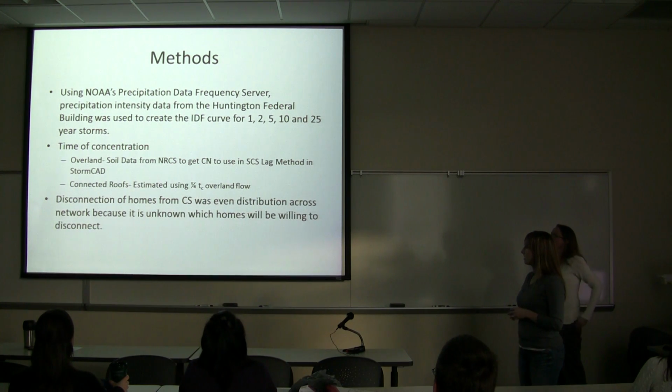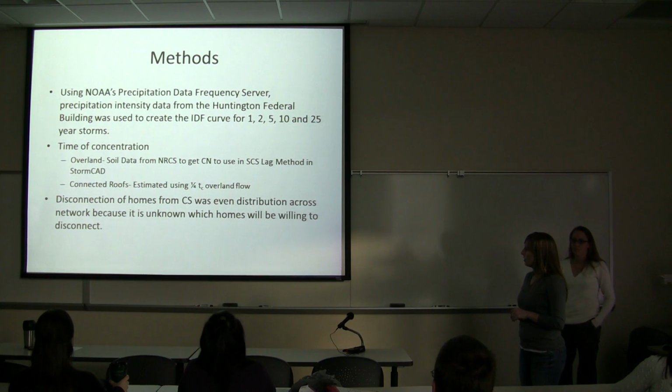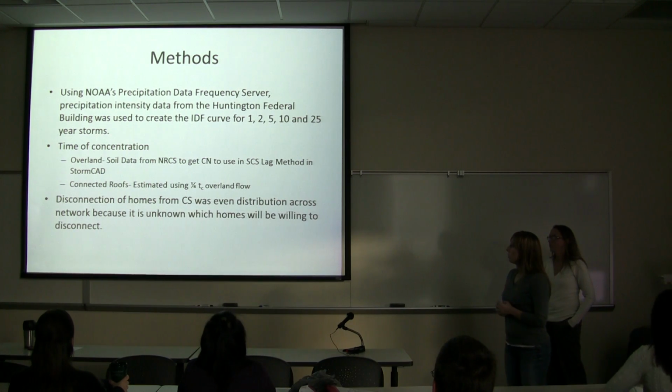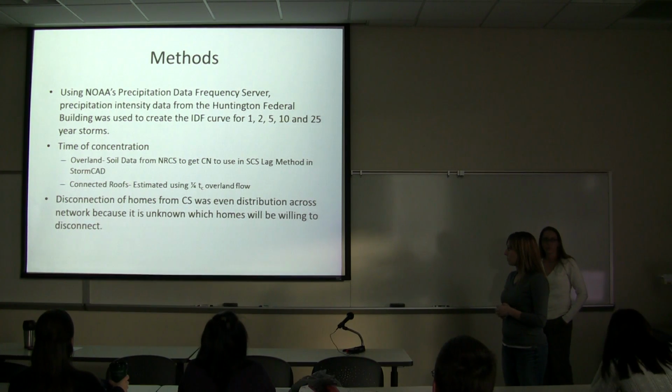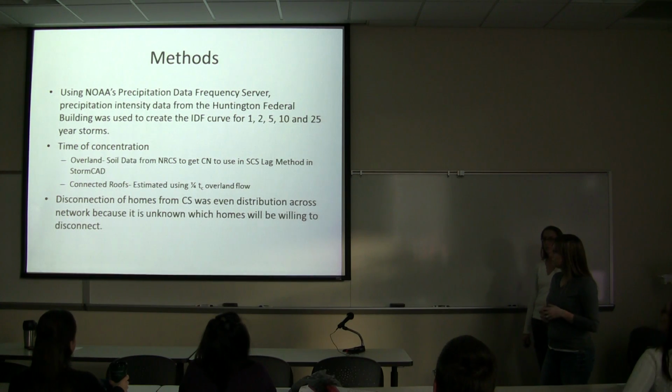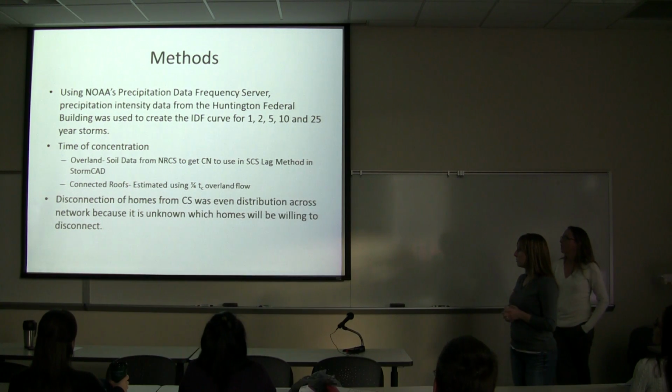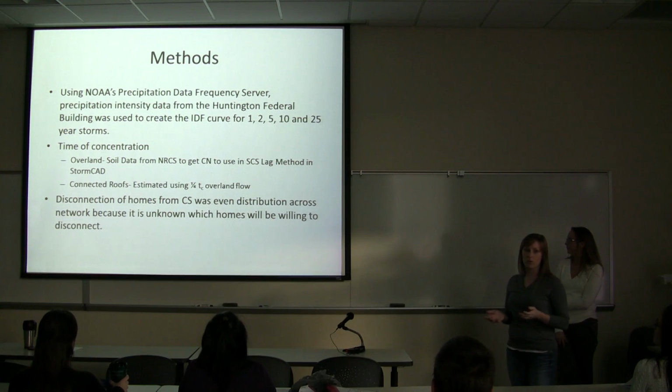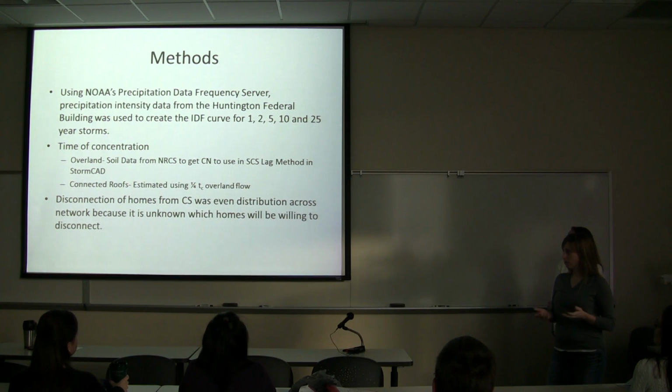And then we used the SCS lag method in StormCAD to estimate the time of concentration for roofs. We assumed 1/4 of the time of concentration for the overland flow. This was because most of the homes were in the middle of the lot, and we assumed that since the water would be running off the roof through the gutter, it was a smoother material, so it would be quicker. And to disconnect our homes from the combined sewer, we just evenly distributed across the network because we didn't know who would be willing to disconnect their homes.